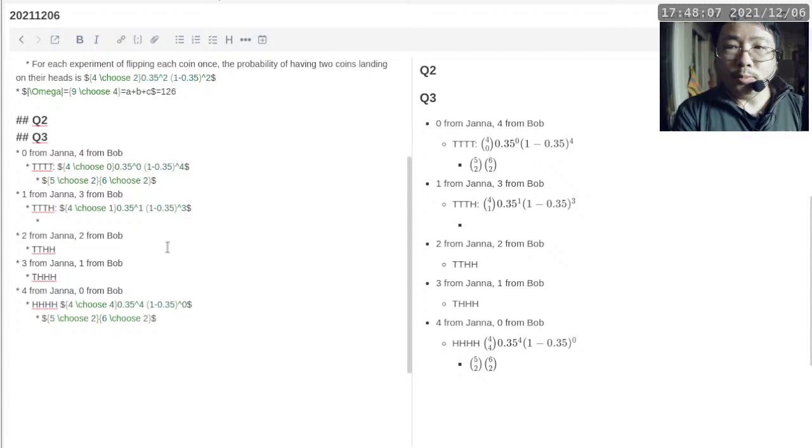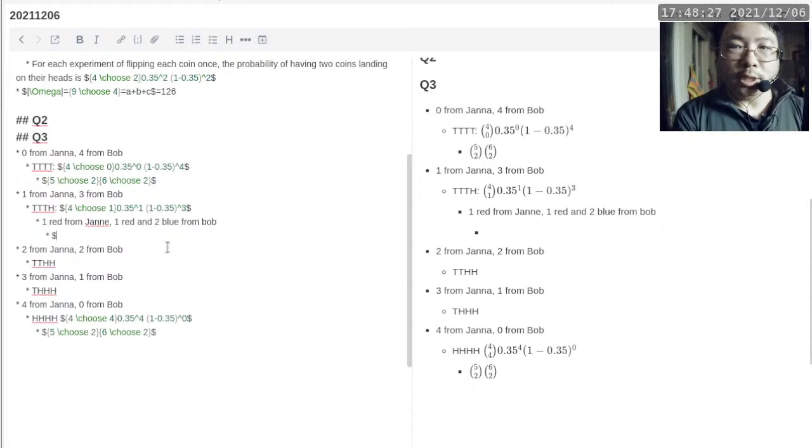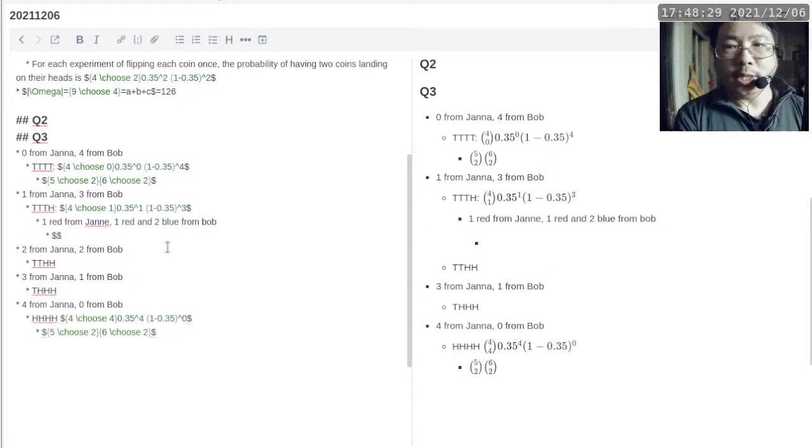So Jana has more red to begin with, so now we will say 1 red from Jana, 1 red and 2 blue from Bob. So that is one way of giving Pat exactly 2 red and 2 blue marbles. So in this case, what is the count? How do we make this count here?